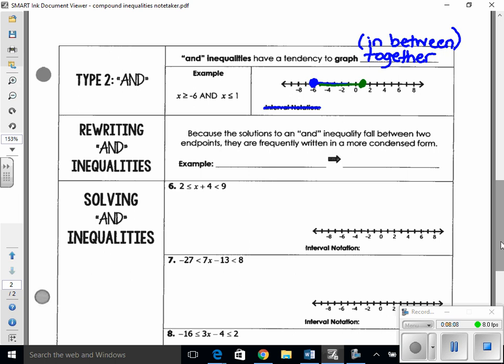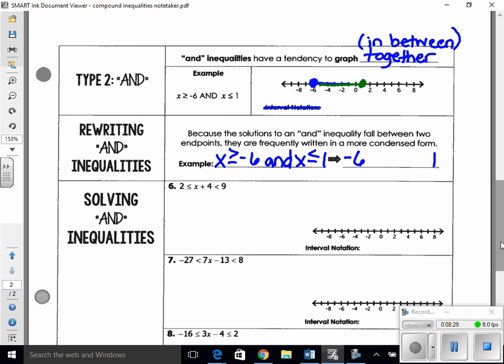So because these fall between 2 endpoints, they are written in a more condensed way. That same example above, x is greater or equal to -6 and x is less than or equal to 1, will never be written that way because that's got the word "and" in it. You'll never see it that way. The way you're going to see it is you're going to take the 2 numbers and put them on the outside edges.